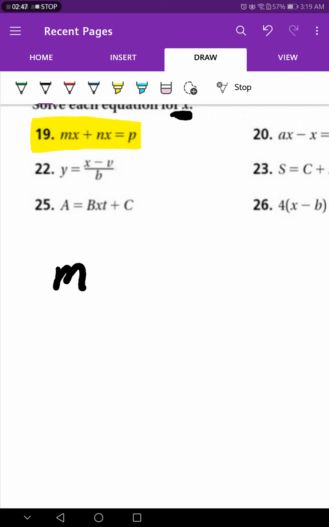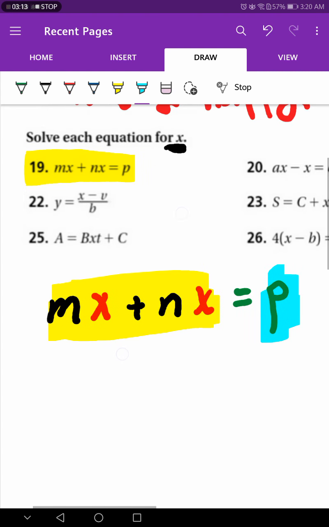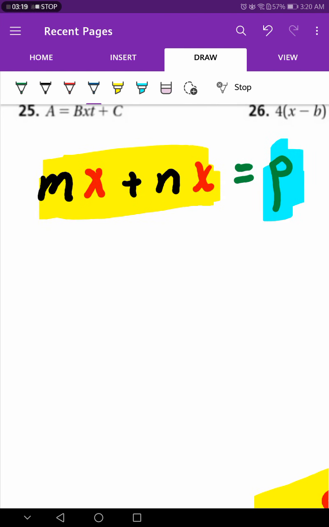It is m multiply x plus n multiply x equal p. So as we learned, we determine the left and determine the right. What is my objective here? To make the x alone. Okay, now here we cannot add mx plus nx because they are different.